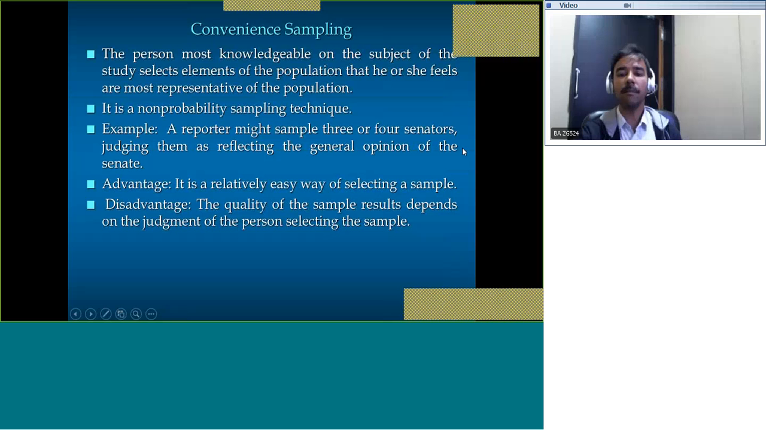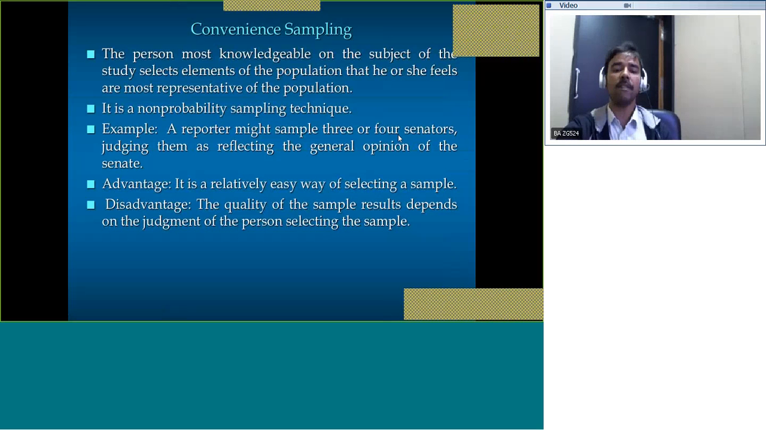Actually, there is a small typo in the heading. This is the judgment sampling. Instead of convenience sampling, take it as judgment sampling. So it depends upon one's expertise or one's judgment. This whole process relies on the person most knowledgeable on the subject of the study, who selects elements of the population that he or she feels are most representative of the population.